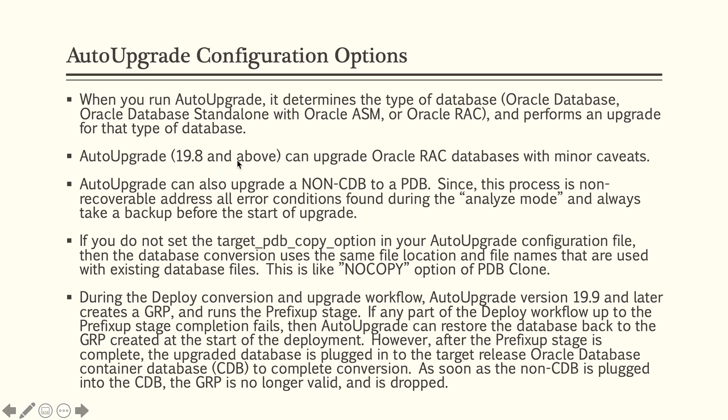AutoUpgrade 19.8 and above can upgrade RAC databases. However, there are some caveats. I won't go into much detail of what those caveats are, but yes, it is capable. If you go through the official documentation, you will come to know. Somebody says, what is it when it says caveats? Are there any disadvantages? No, I said it's the usual stuff that you do generally during an upgrade. It will make sure that during the upgrade your cluster_database parameter is set to false, and so on and so forth. Those are those tiny little caveats that I am talking about, not something that it won't be capable of doing some RAC database upgrades.